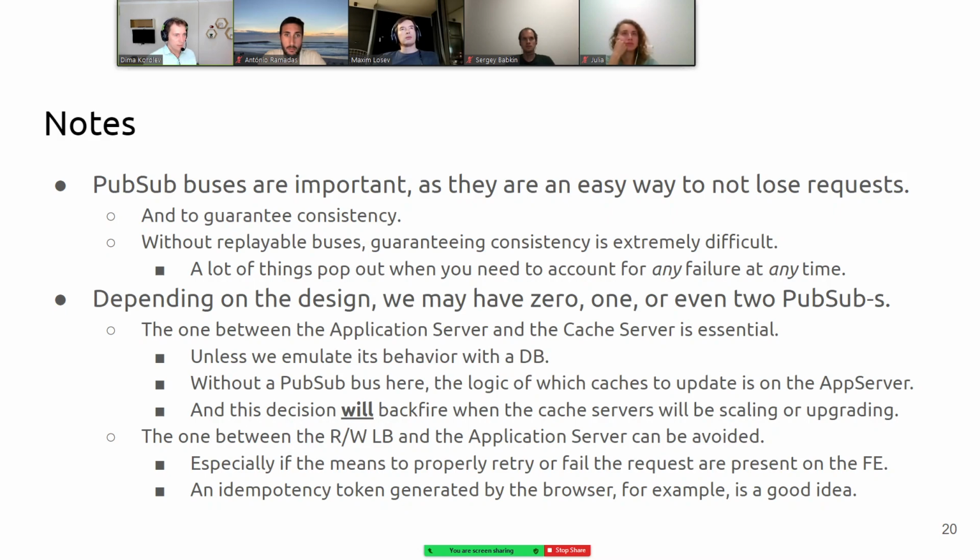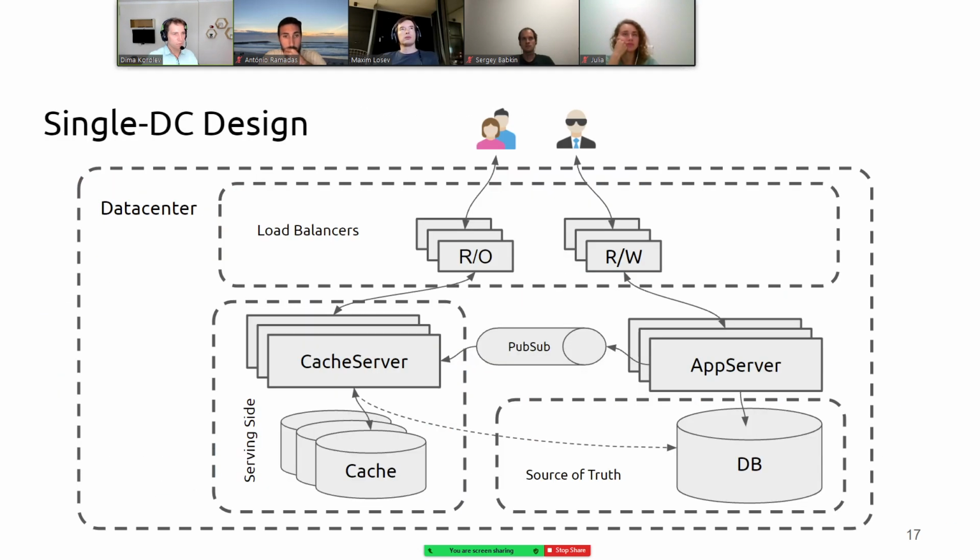I do want to point out that PubSubs are important. Let me go back to the diagram. There's a PubSub here. Again, it could be emulated in the database, could be the bin log of the database, doesn't matter. I argued in the later slides that you might need a PubSub here between this load balancer and this application server, because if the application server dies, you probably don't want to lose these requests. It's kind of optional. I don't think it's as important as this one.